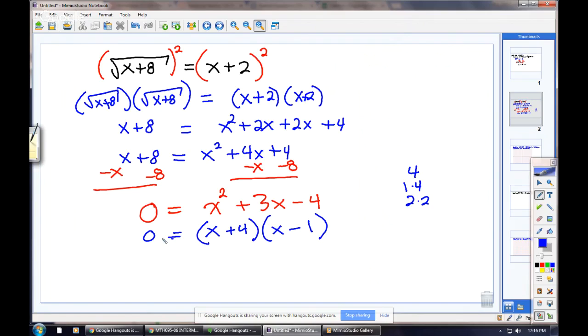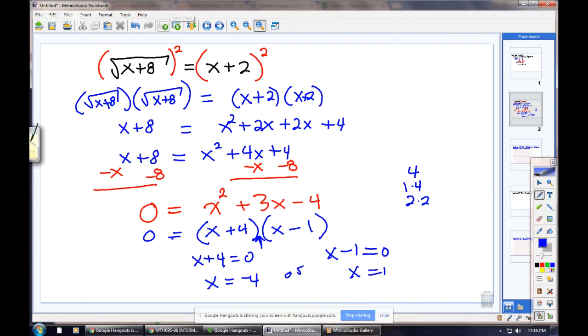So I'm trying to solve for x here. I have to use the zero product rule so I can split it based on the product. So either x plus 4 is 0, so x could be negative 4. Or x minus 1 equals 0, so x could equal 1. Now I still need to check both of these to make sure they work.